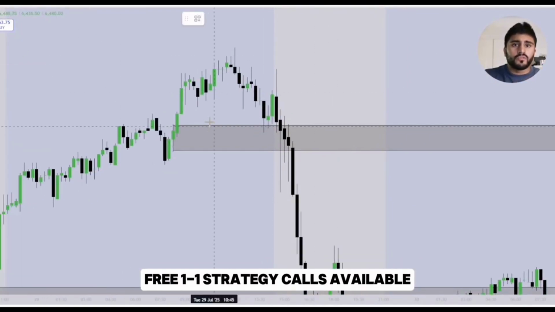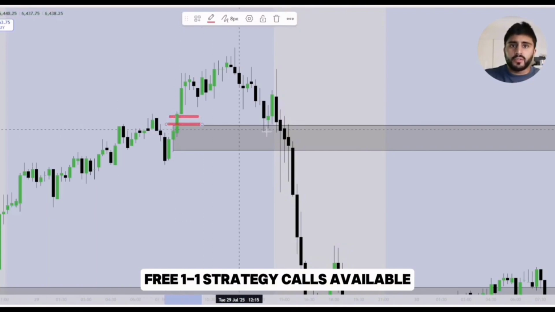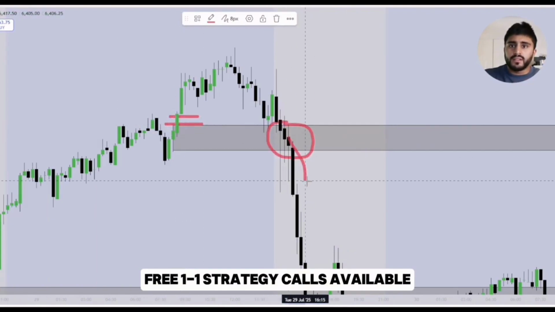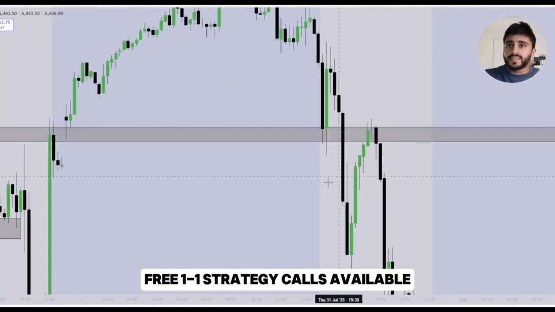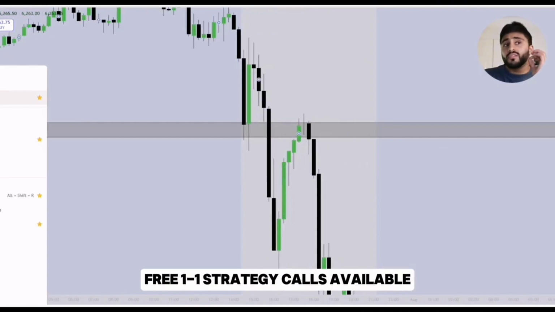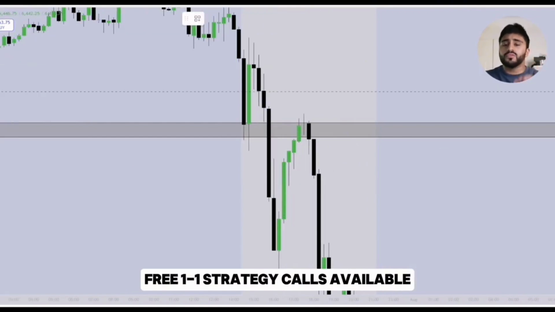So here we have one example, right? We have a 15-minute fair value gap over here, and this was the key level you're looking for a sell-off. This is one example we're going to go over. Another example is the same key level, and notice how we're looking at the reaction at key levels to determine who is in control between buyers and sellers.